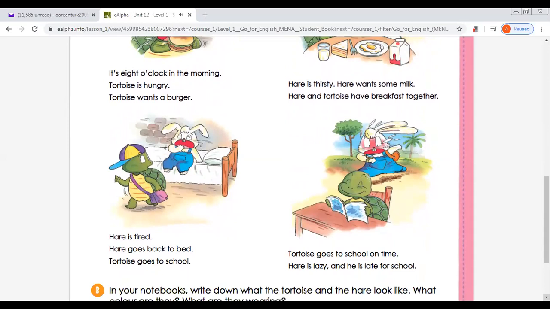Tortoise goes to school. Tortoise goes to school on time. Hare is lazy, and he is late for school. That's it. Thank you for listening.